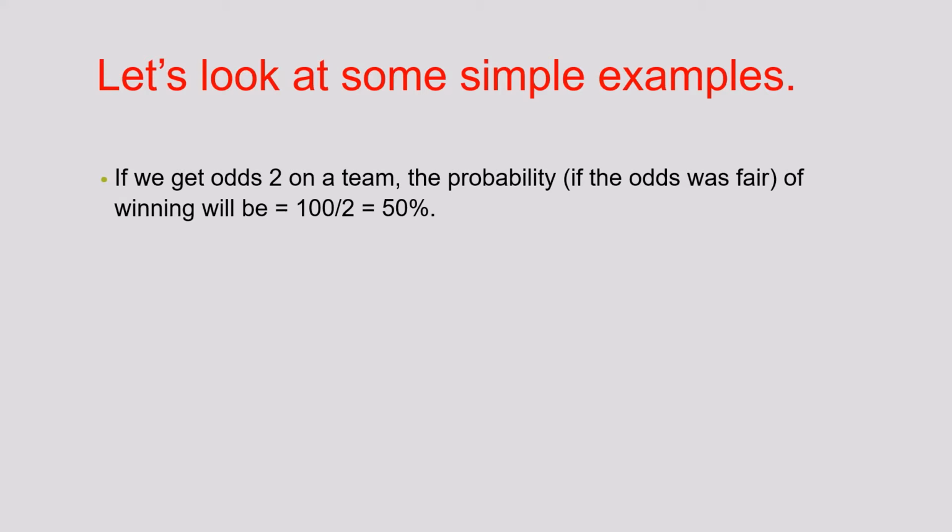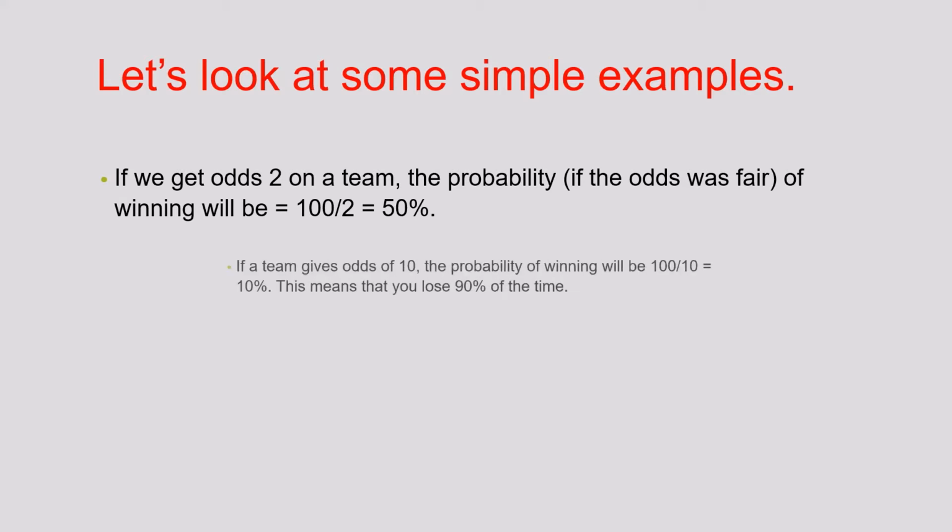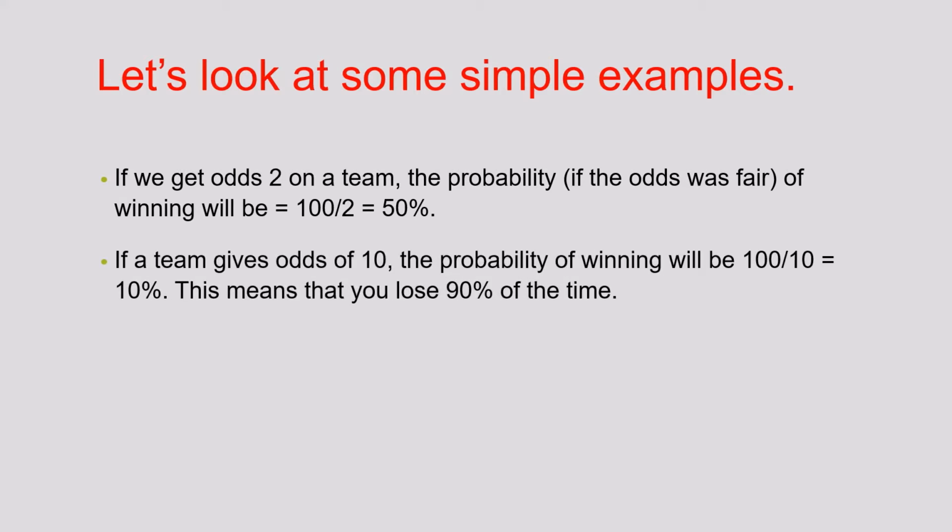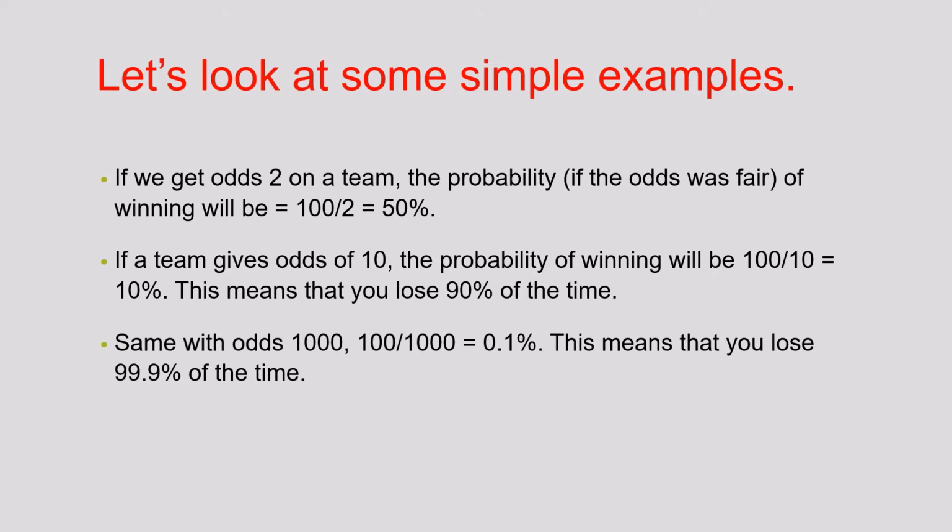If we get odds 2 on a team, the probability, if the game was fair, of winning would be 100 divided by 2 equals 50%. If a team gives odds of 10, the probability of winning would be 100 divided by 10 equals 10%. This means that you lose 90% of the time. Same with odds 1000. 100 divided by 1000 equals 0.1%. This means that you lose 99.9% of the time.